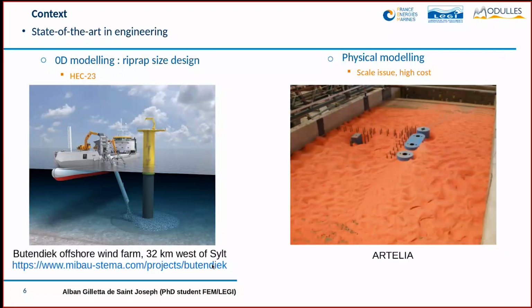What we can also do is physical modeling. Here it is done in a flume, where you place a real object but at a different scale, so we can have some scale issues. And an important fact is that we cannot measure everything when we do physical modeling. So in this PhD thesis, I focused only on numerical modeling.